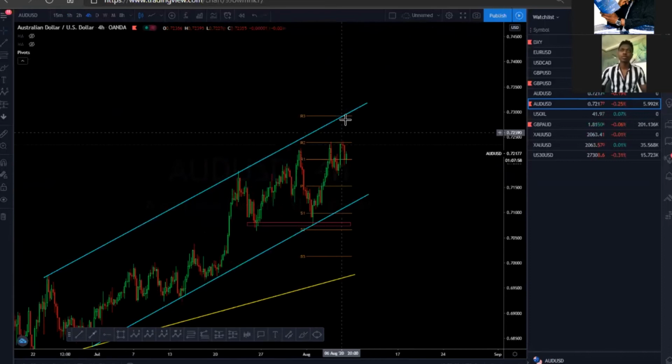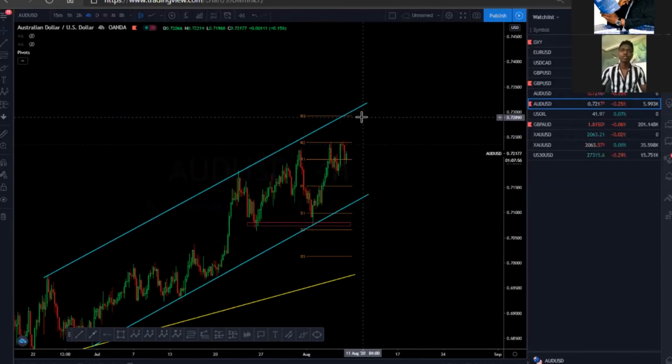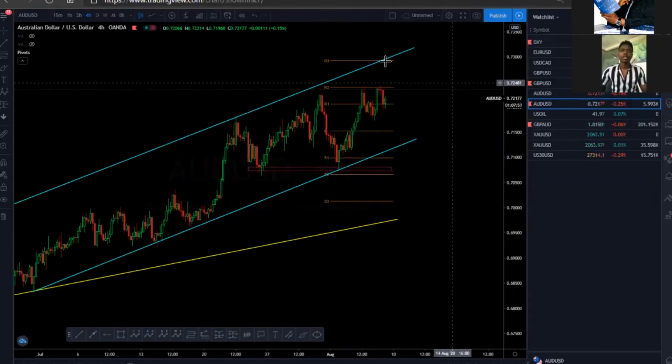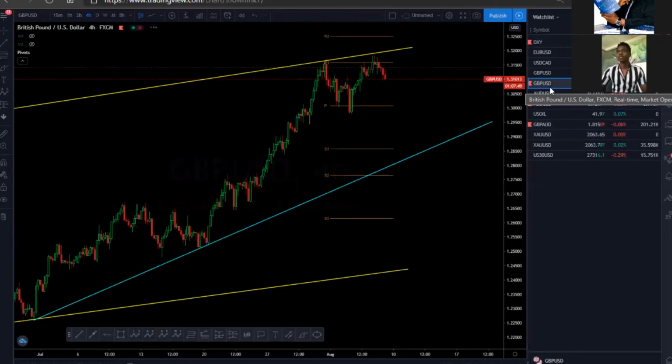Using this channel formation where R3 is, you can see it's at the top of this channel, so watch that analysis and see how it will respect at that top level. That's all I have for you.